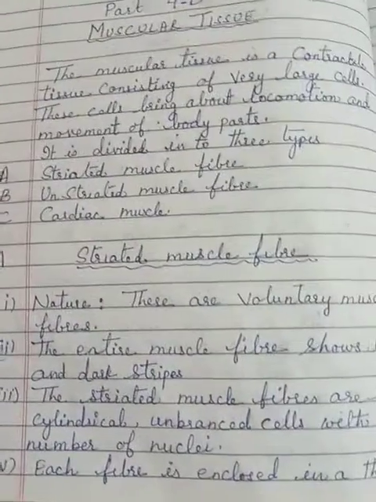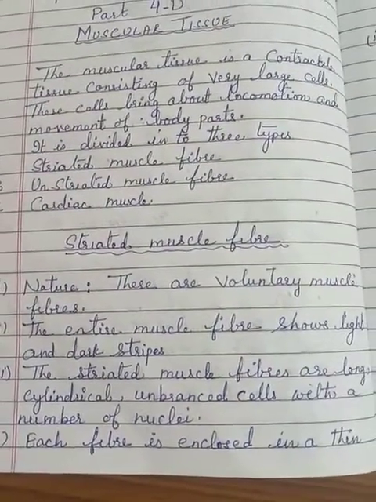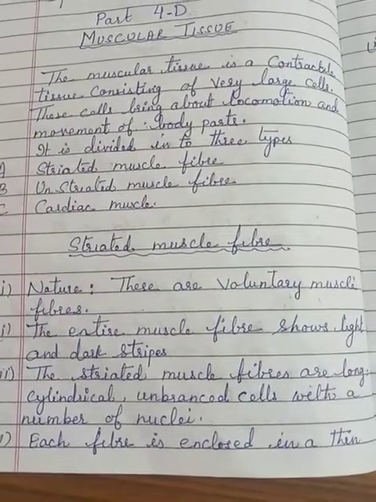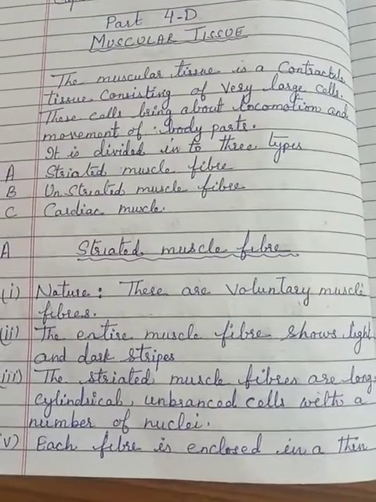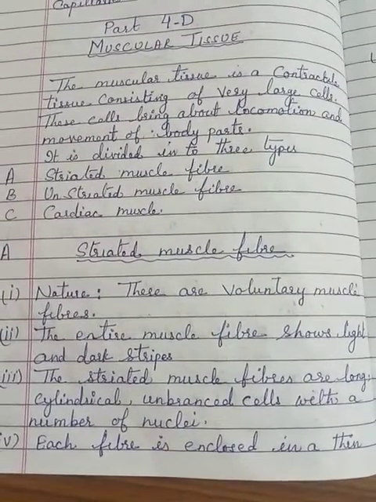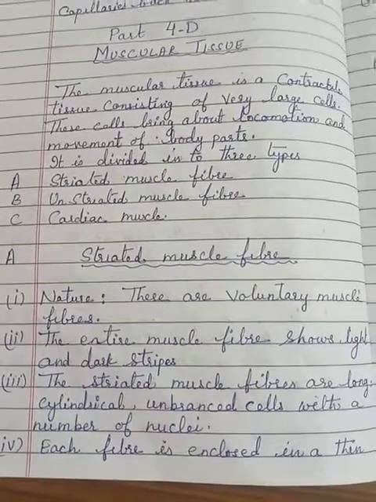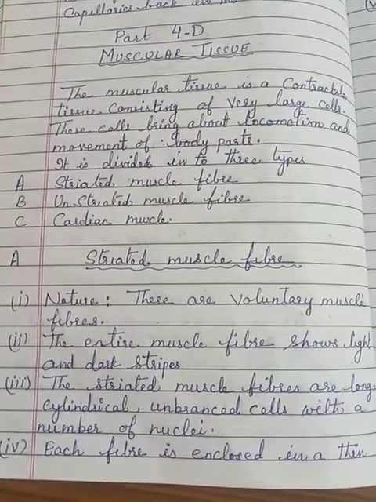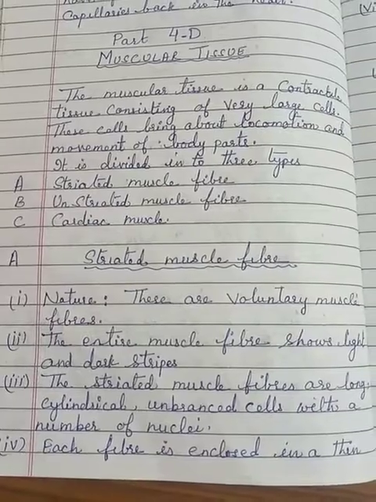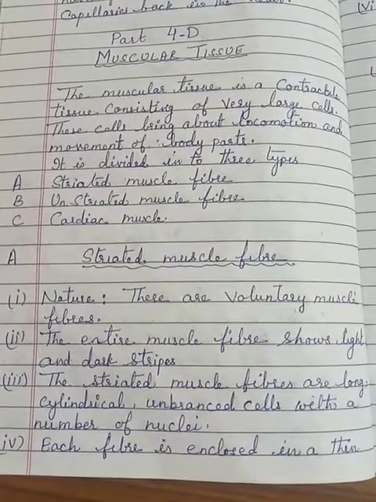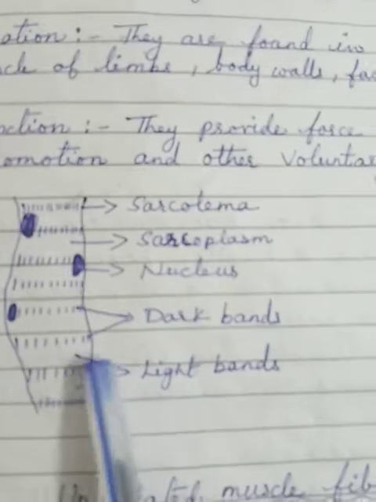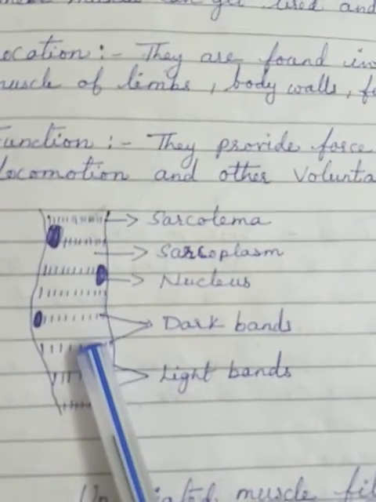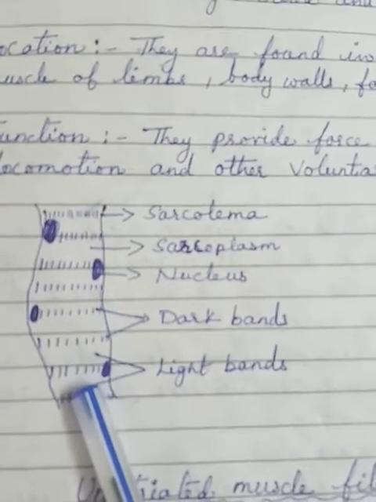Striated muscle fiber. The nature of striated muscle fiber: these are voluntary muscle fibers. They are also known as skeletal muscles. Voluntary muscle fibers means they are under our control. They can be controlled by human wish. The entire muscle fiber shows light and dark stripes. See, this is the diagram of a striated muscle. You can see here these dark stripes, and these are the light stripes.